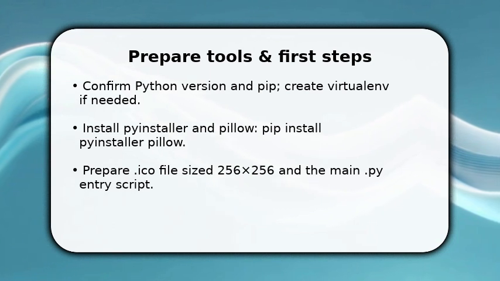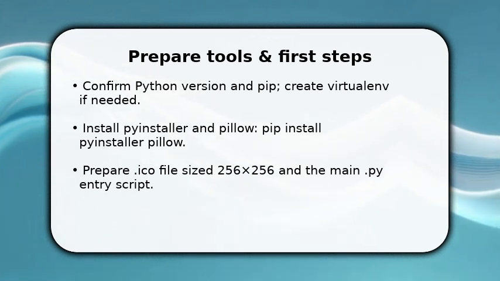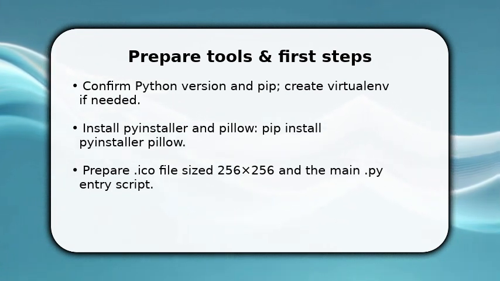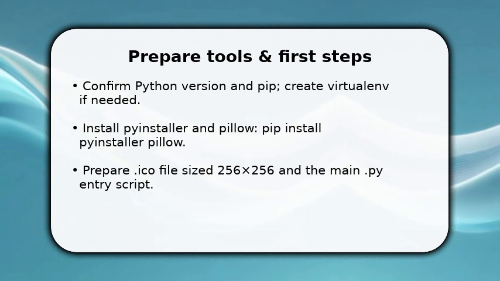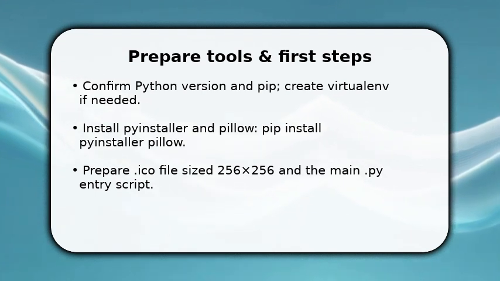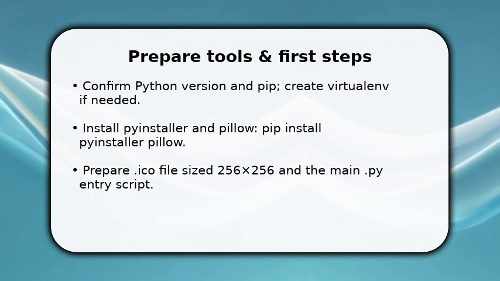Make sure your ICO is a proper Windows icon, ideally 256 x 256. Place the ICO in the project folder next to your main script so paths are simple. Now you're ready to run the first PyInstaller command.